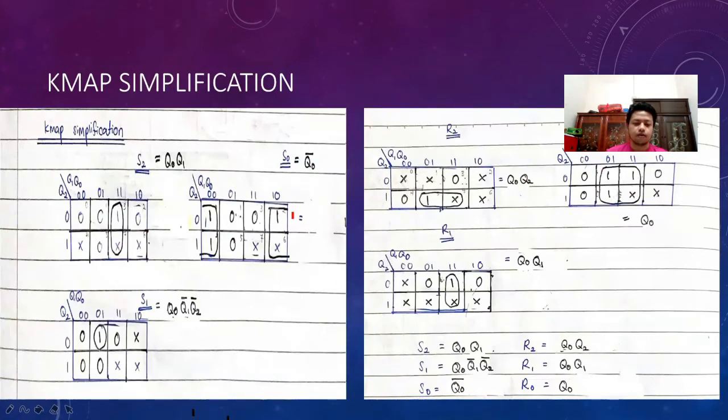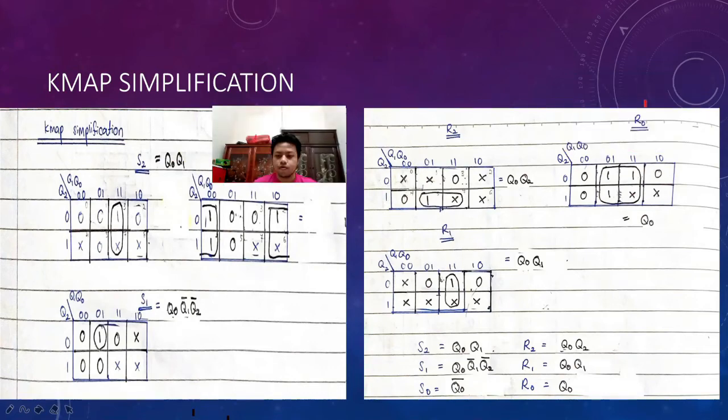Okay, from here we can get S0, S1, S2, R0, R1, and also R2. And from this K-map, we can get S0 equals Q0 bar, and S1 equals Q0 times Q1 bar times Q2 bar. And lastly, S2 equals Q0 times Q1.